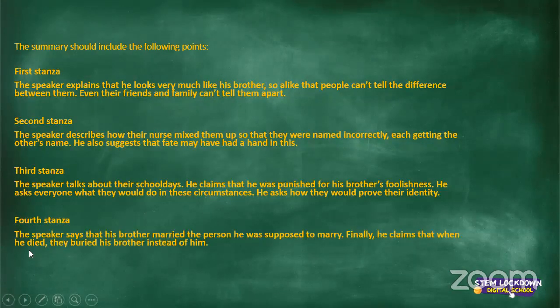Fourth stanza, the speaker says that his brother married the person he was supposed to marry. Finally, he claims that when he died, they buried his brother instead of him, okay? So I am hoping that you had done something similar to how I have summarized that poem, okay?